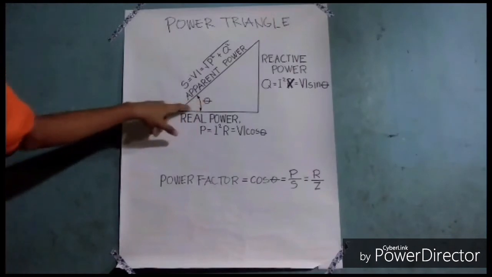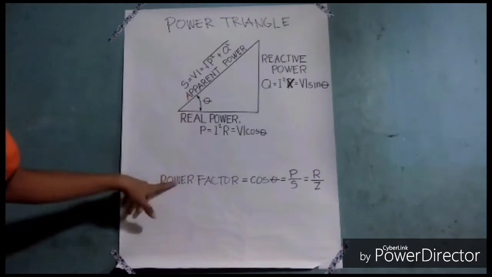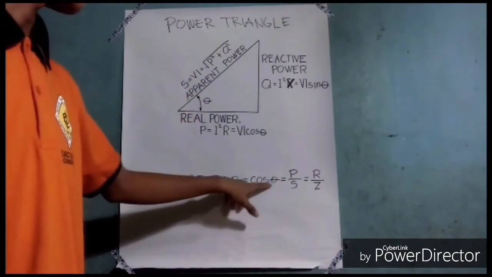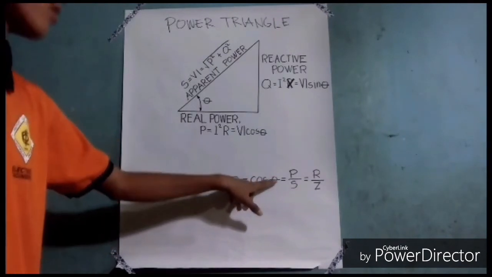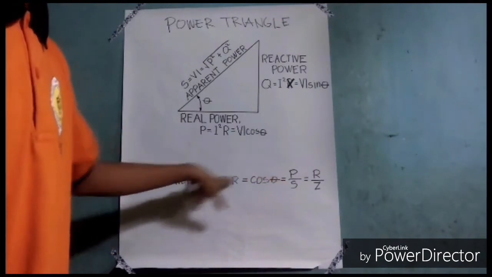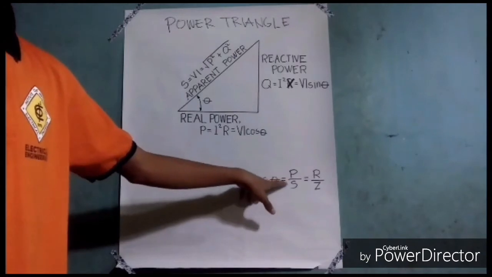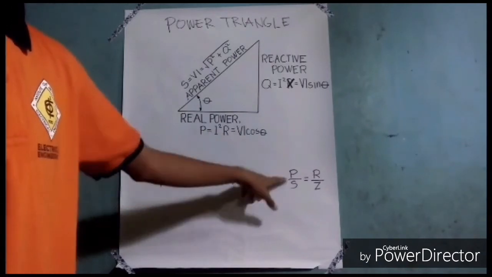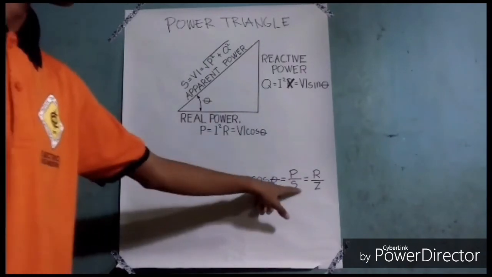To get the power factor, it is equal to cos theta, or the ratio of the real power and the apparent power.